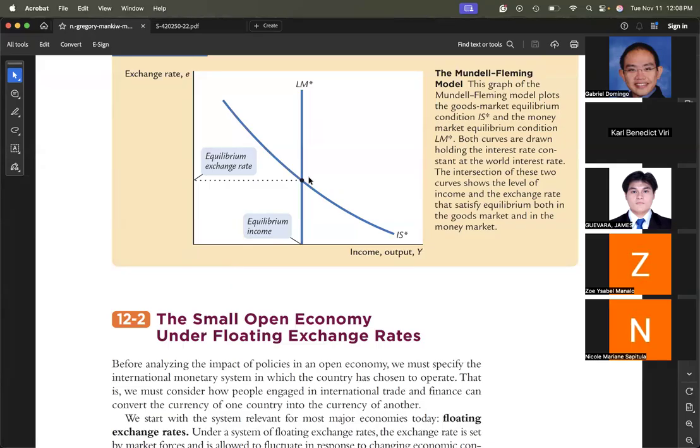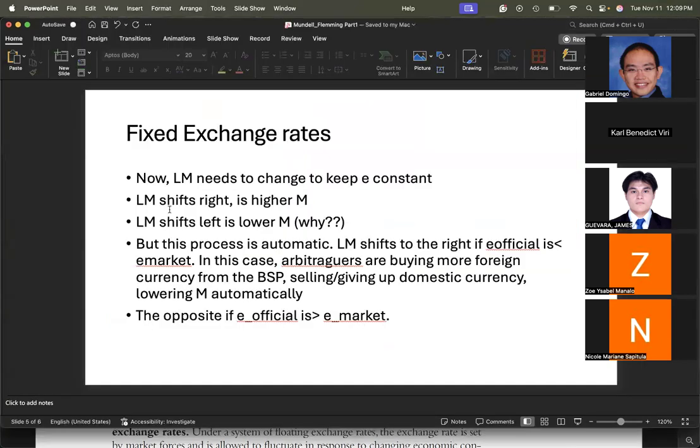But take note that based on the transactions that we've been talking about, the LM curve will automatically or naturally shift in the right direction to keep the equilibrium exchange rate constant as long as the central bank is willing to buy and sell at the official rate. Okay, so let's take a look at that.